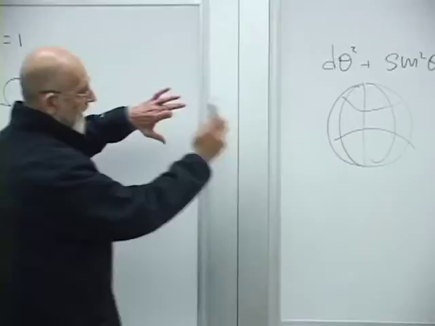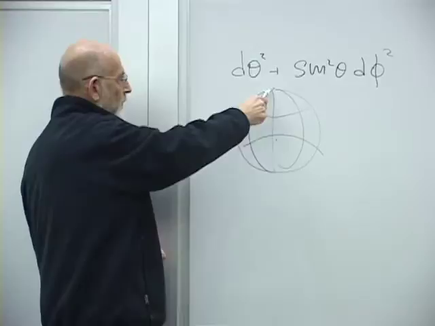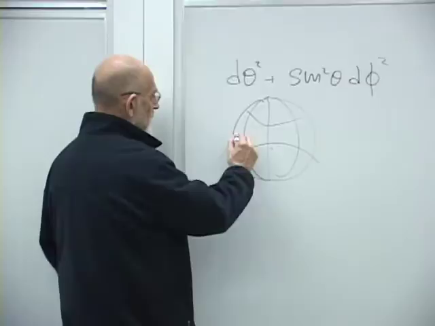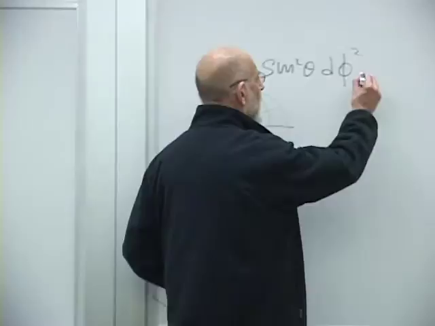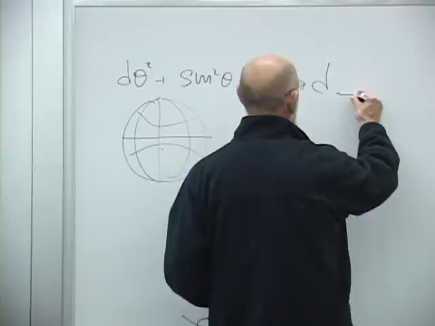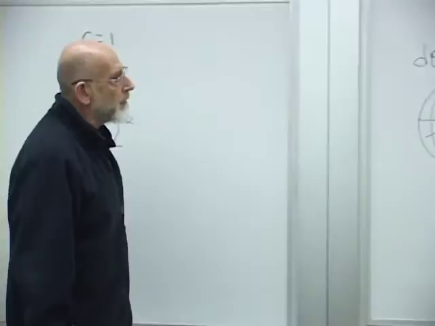Phi is the angle around the pole, and theta is the angular distance from, let's say, the North Pole. Or maybe it's actually the distance from the equator. And this is the thing that's usually just abbreviated. It's called d omega squared, and it means the metric of an ordinary two-dimensional sphere, but of unit length.